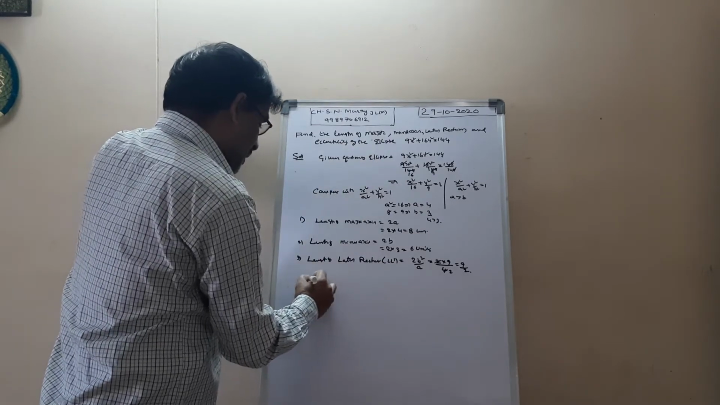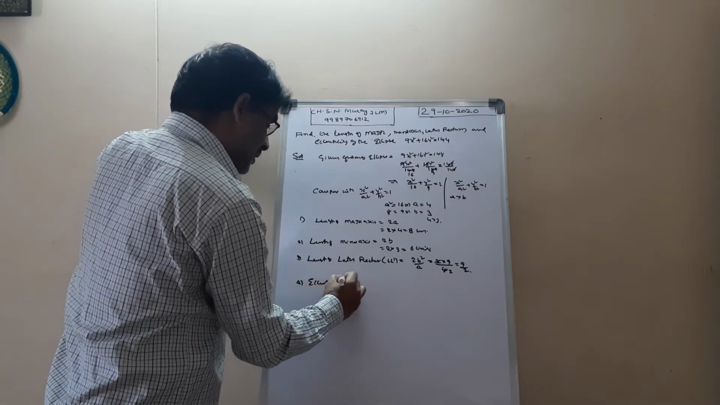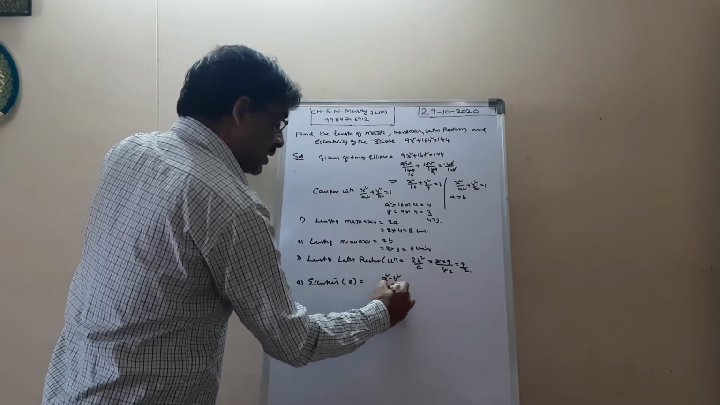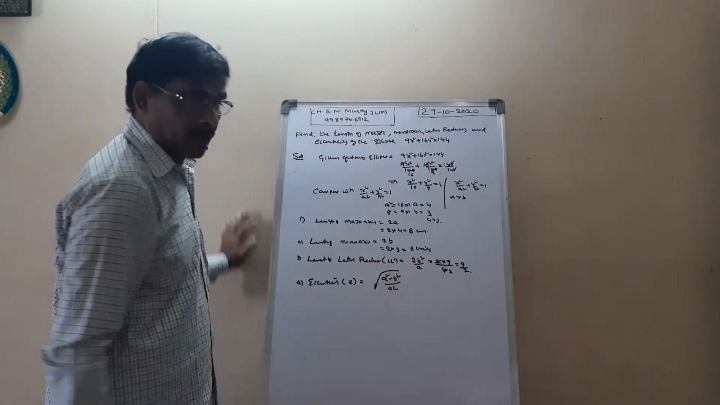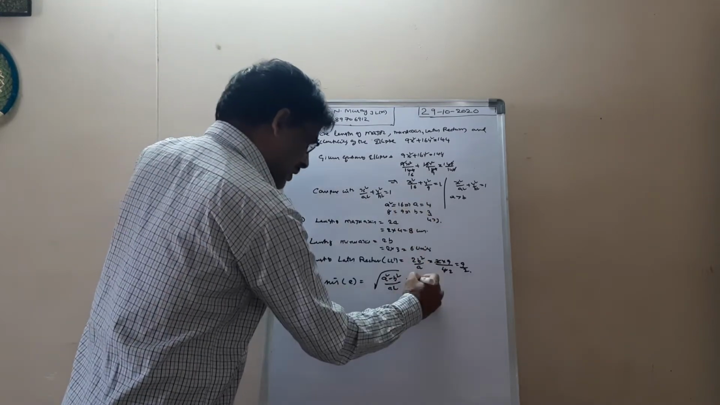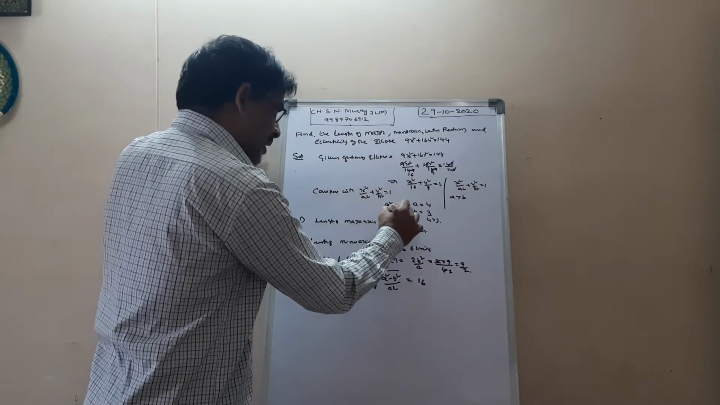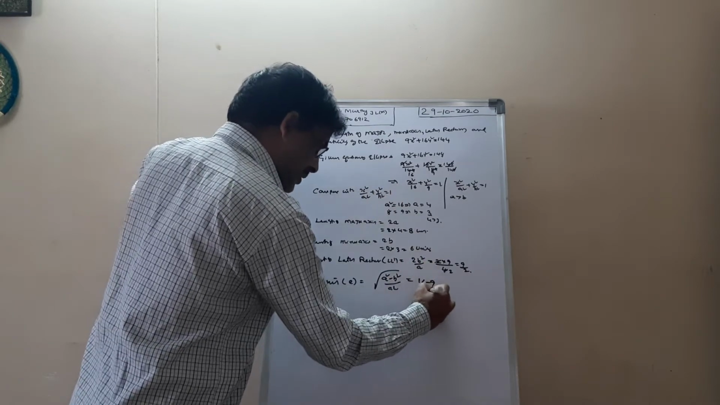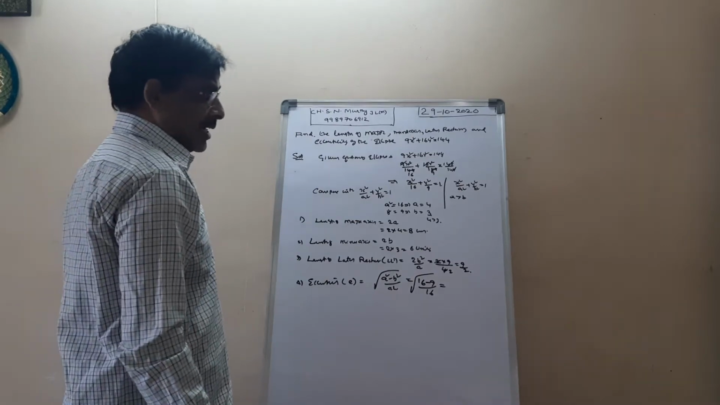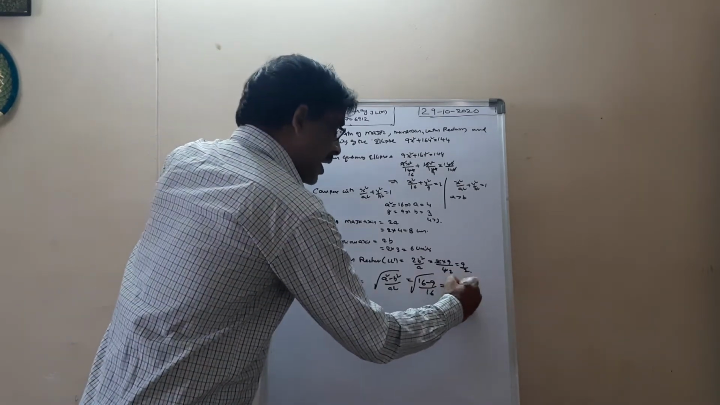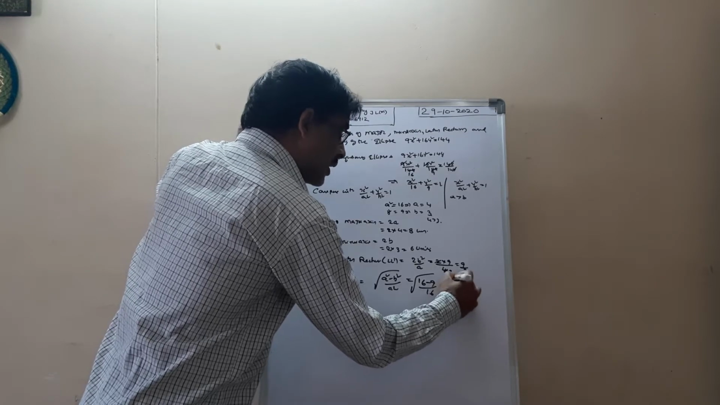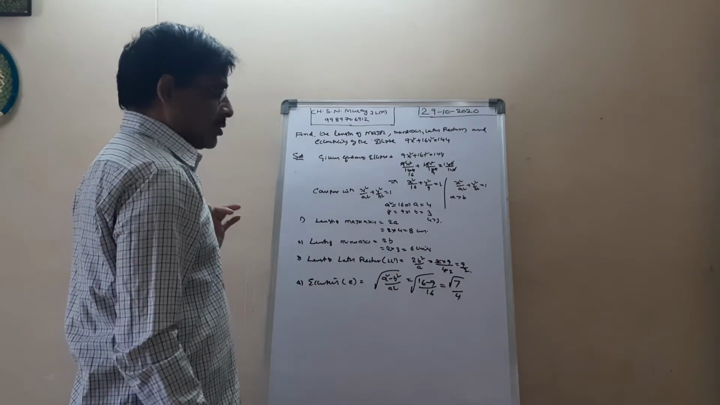And next one, eccentricity. Eccentricity e equal to square root of a square minus b square by a square. What is a square? a square equal to 16, minus b square means 9, by 16, under root. Now 16 minus 9 is 7, under root of 16 equal to 4. So it is root 7 by 4.